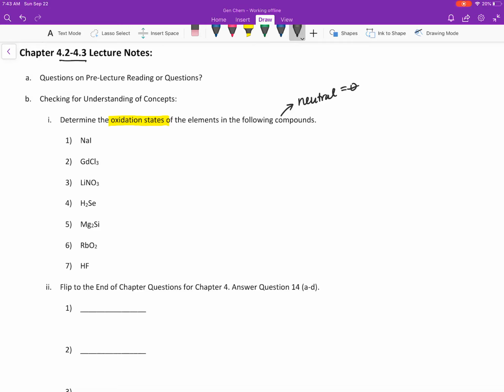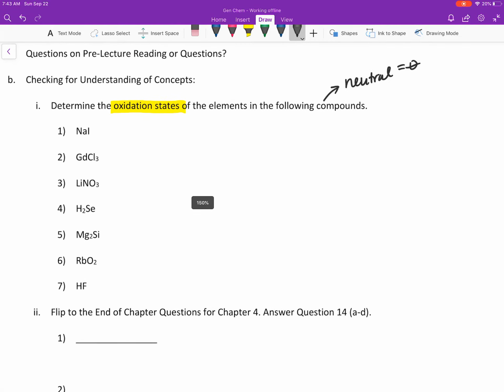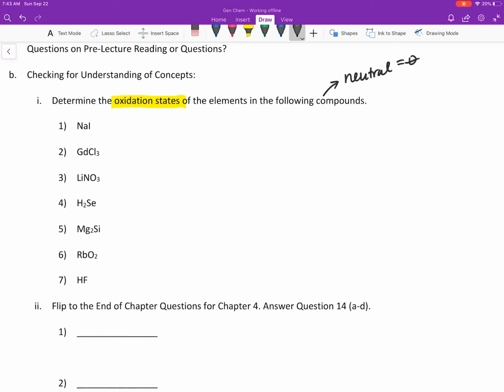Okay, so the nice thing about sodium and iodine on this first example is that sodium is a group 1A and iodine is a halogen. So we know from our rules that the charges must be 1 plus and 1 minus. And so we can see that 1 plus 1 minus equals 0. So what I said earlier about neutral is still true.